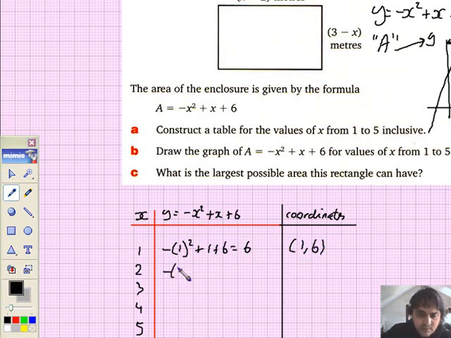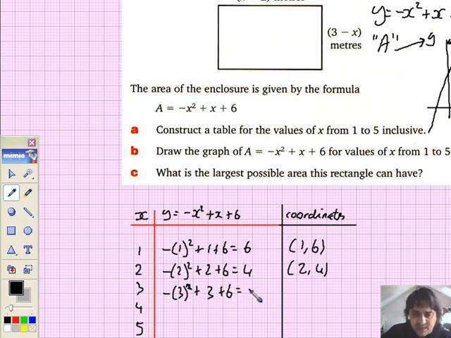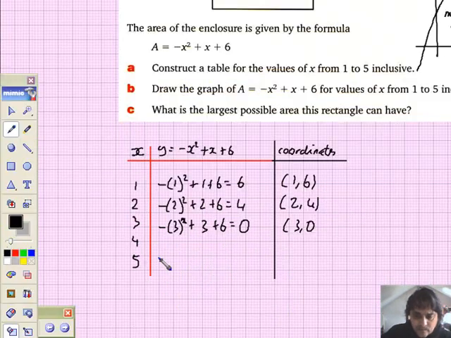Next one, minus 2 squared plus 2 plus 6. 2 squared is 4, but it's minus 4. Minus 4 plus 2 is minus 2. Minus 2 plus 6 is 4. Got the point 2, 4. Minus 3 squared plus 3, add on the 6. Well, that's 9, so negative 9. Minus 9 plus the 3 is minus 6. Minus 6 plus 6 is 0. So I've got 3, 0.